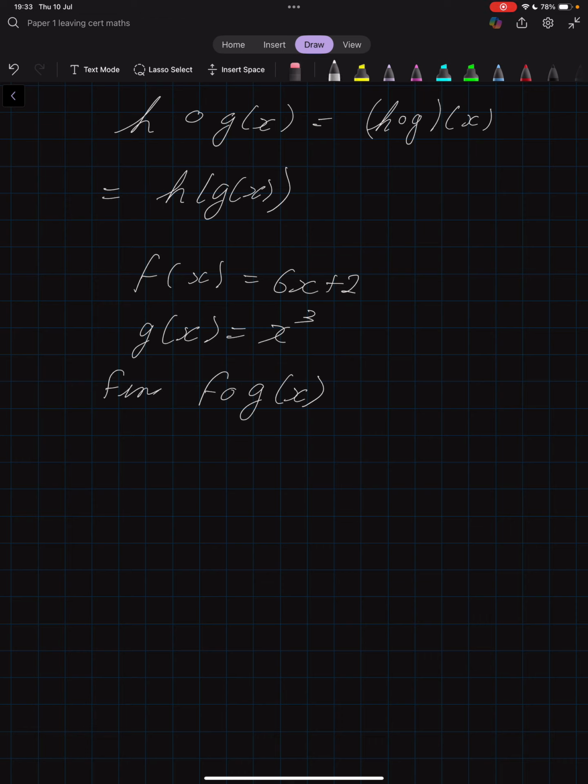Find the composition. So what I want is, f of x, which is equal to 6x plus 2. I want to have f of g of x. So that's just equal to, by definition, 6 of g of x plus 2. g of x is equal to x cubed. So just plugging that in, I get 6x cubed plus 2.